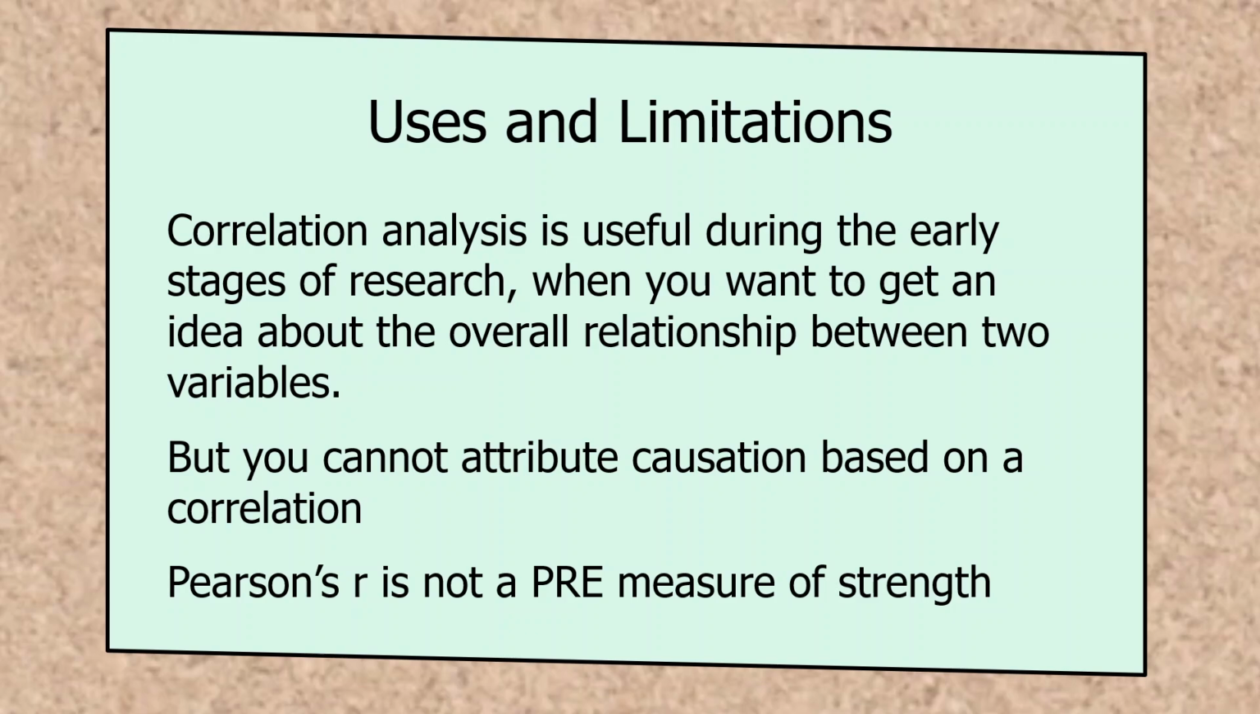The problem with correlation analysis is that you cannot attribute causation based on correlation. The correlation coefficient is what's called a symmetric measure of association. If we had turnout on the x-axis and percent college on the y-axis, it would produce the same correlation as having education on the x-axis and turnout on the y-axis. And it is not a PRE measure of strength between two variables. There is such a measure called R-square, which is produced in regression analysis, and that will be the next topic of conversation.